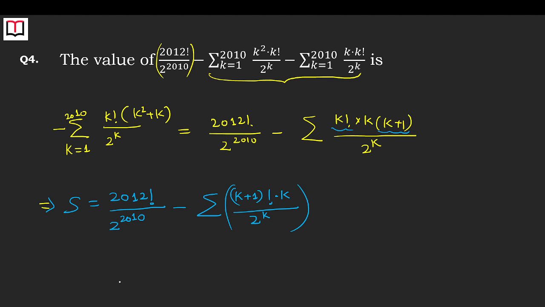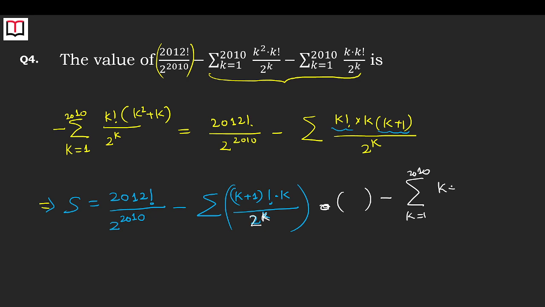Because if we have 2 raised to the power k in one term, let's say the kth term, then in the (k-1)th term it should be 2 raised to the power k-1, or vice versa: 2 raised to the power k and 2 raised to the power k+1. So the power of 2 should also differ by 1 unit in both the terms. Keeping that in mind, of course there is this minus summation, k goes from 1 to 2010.